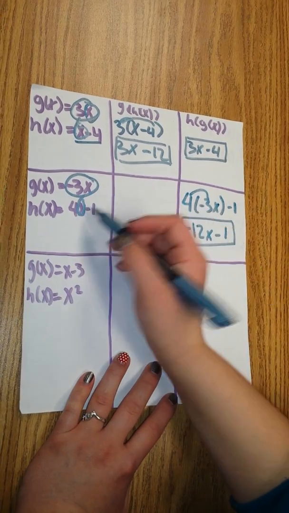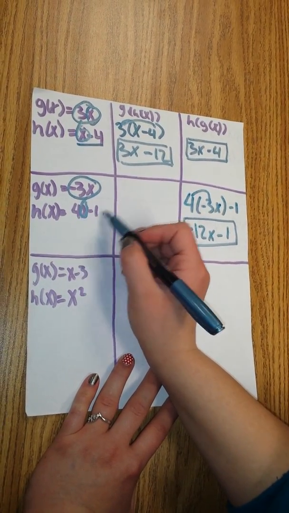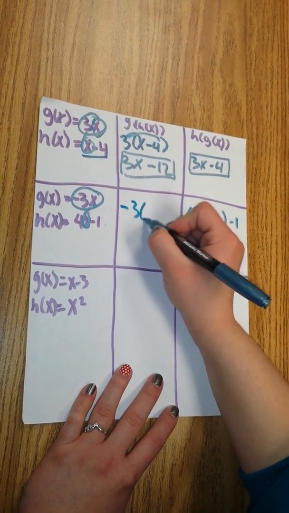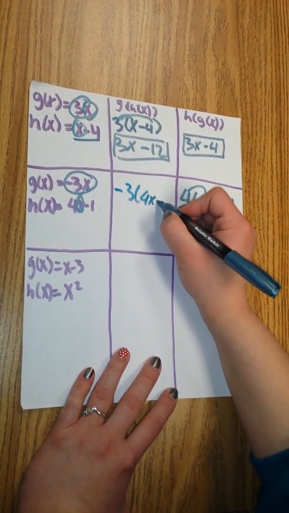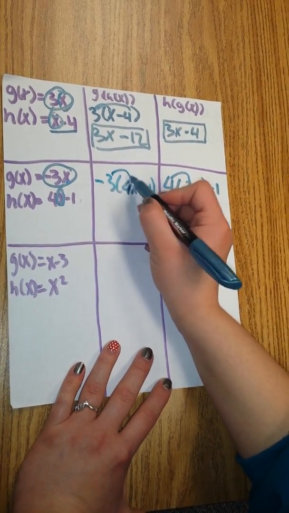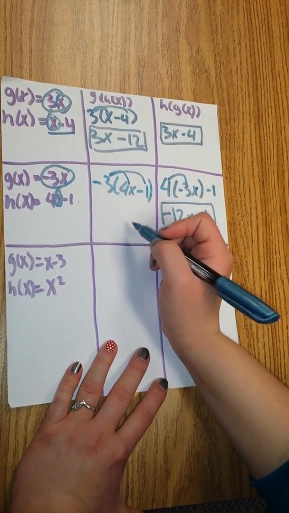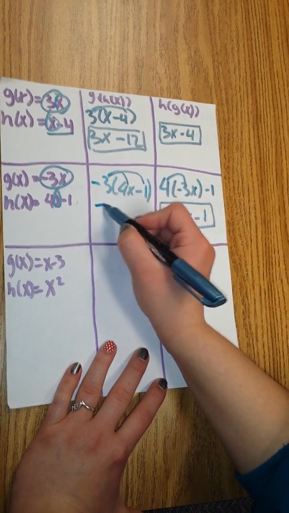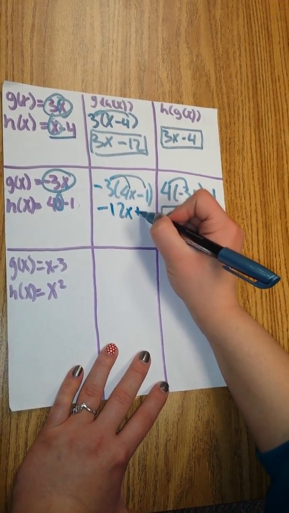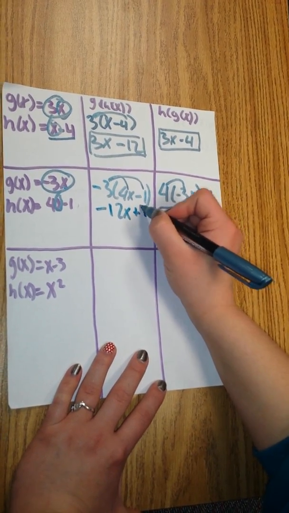And then you'll do the same thing again, plug in 4x minus 1 into where the x is, so you'll get negative 3 times 4x minus 1, and you'll distribute the 3, and you'll get negative 12x plus 1 plus 3.